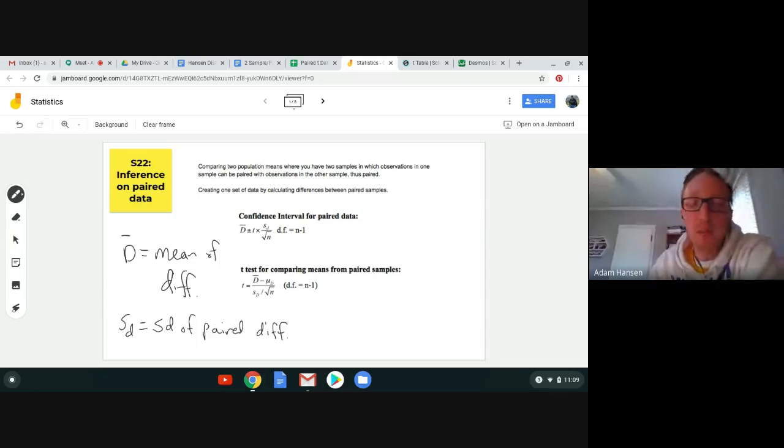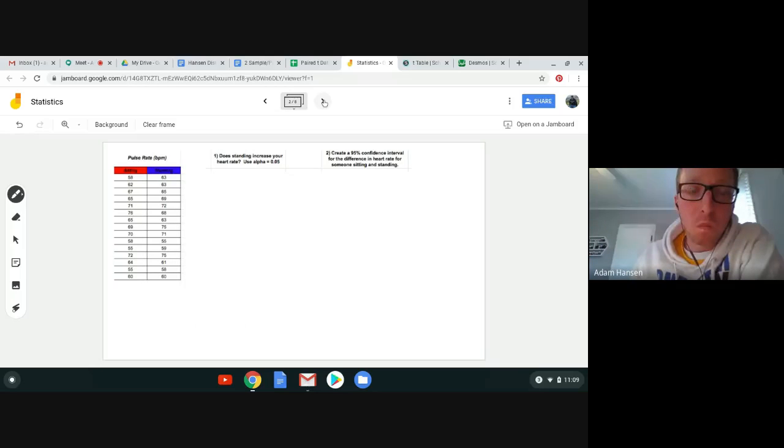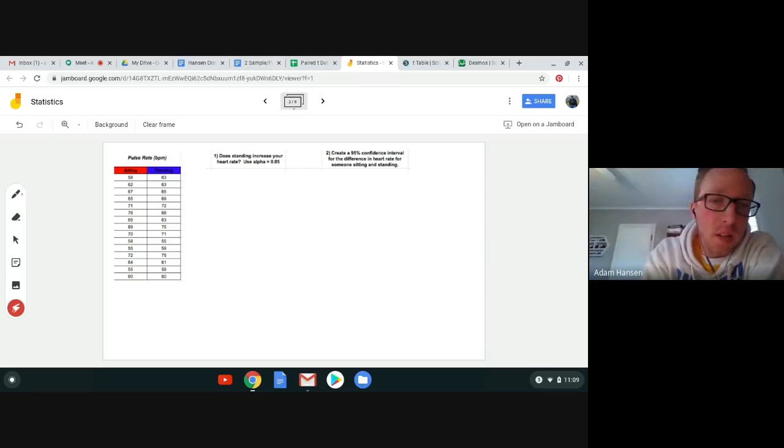This is just the same slide from class on Monday, so hopefully you've seen this before. Let's look at a couple questions. So we're going to take a sample of different people and record their pulse rates in beats per minute from when they're sitting and standing. At the 5% significance level, does standing increase your heart rate?